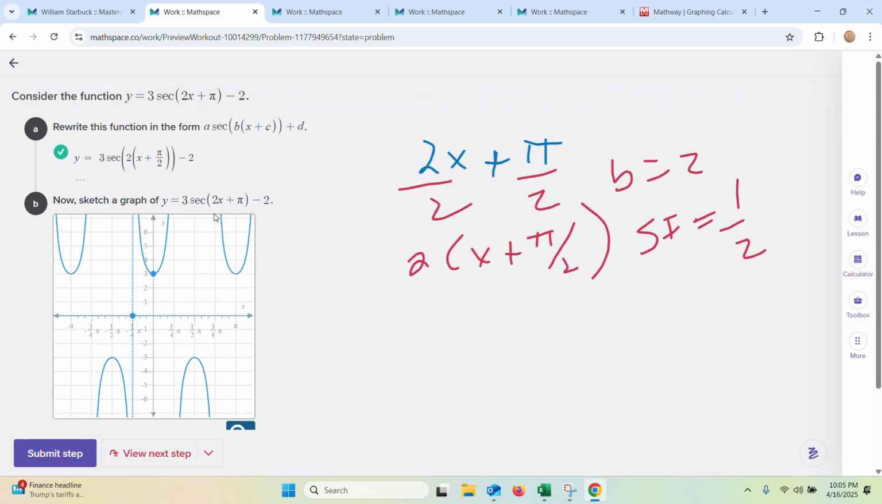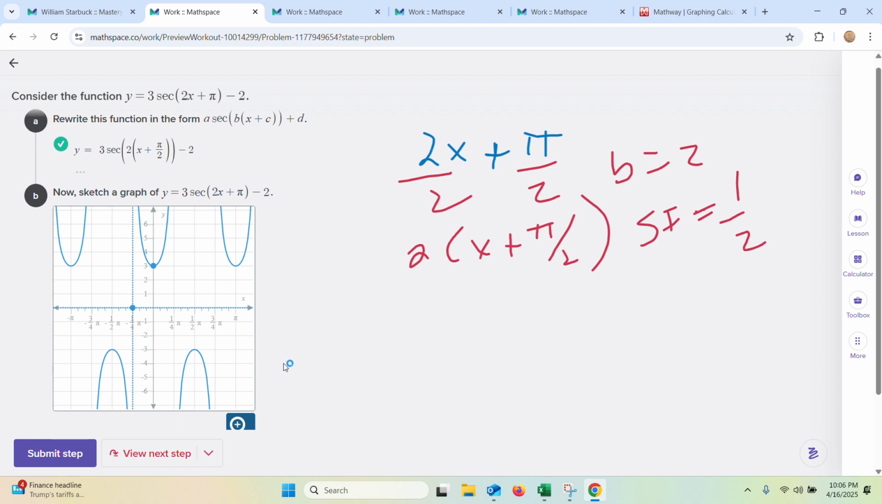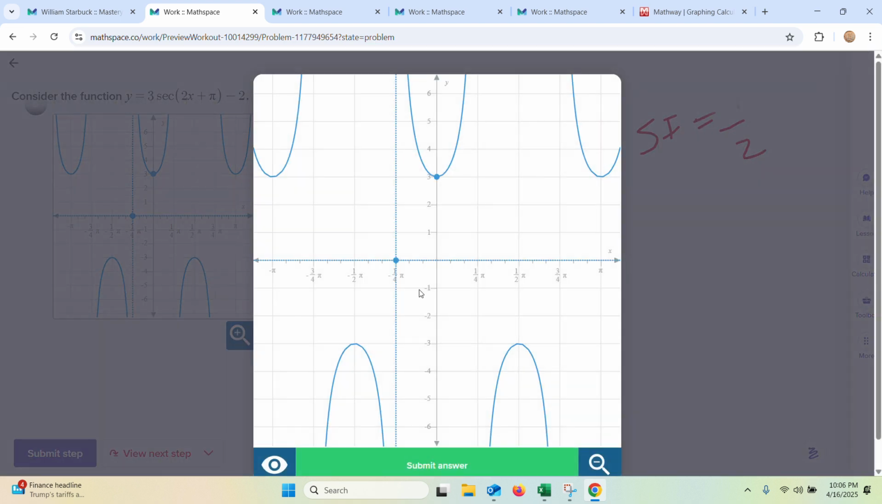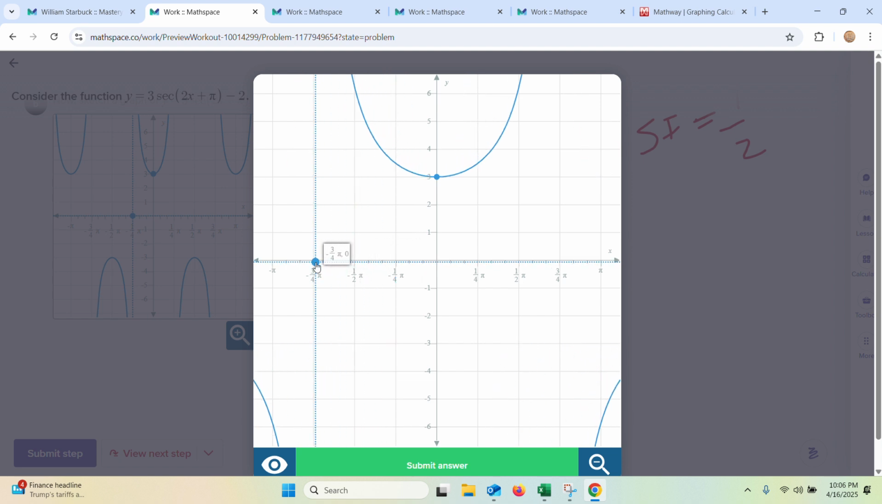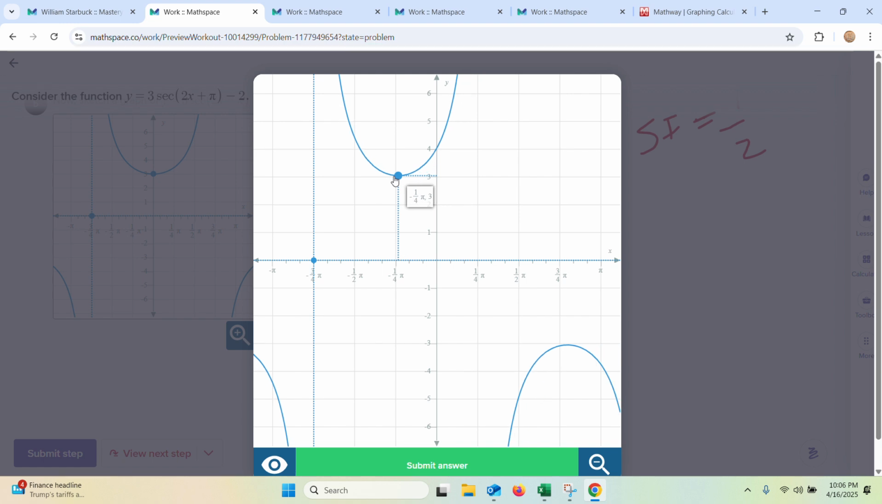Okay. Then we're shifting. We're going left pi over 2. Left pi over 2. So this guy goes to pi over 2, left. And then since this guy is moving all the way over here, it's 1, 2, 3 tick marks. So this guy is going to go here. This guy goes to pi over 2.